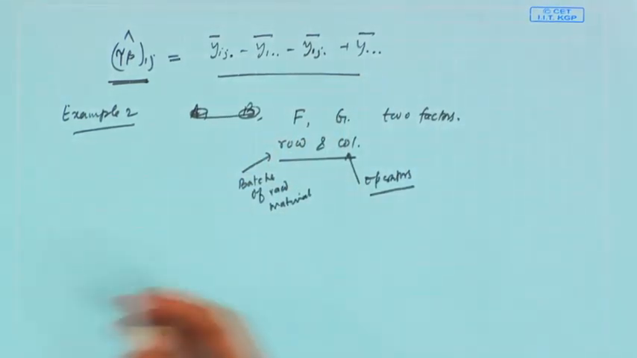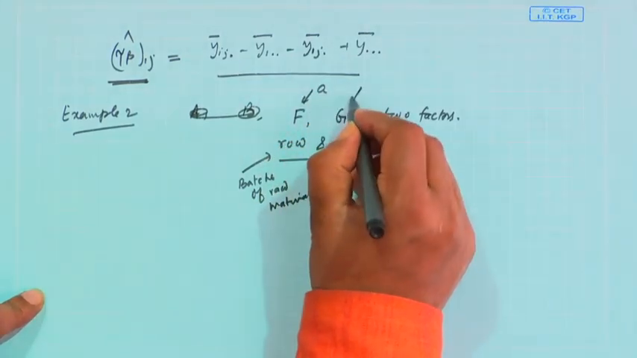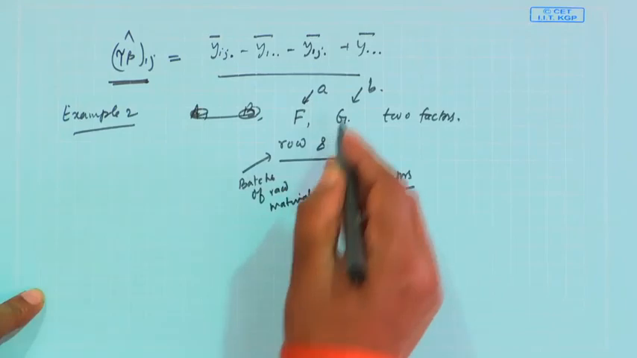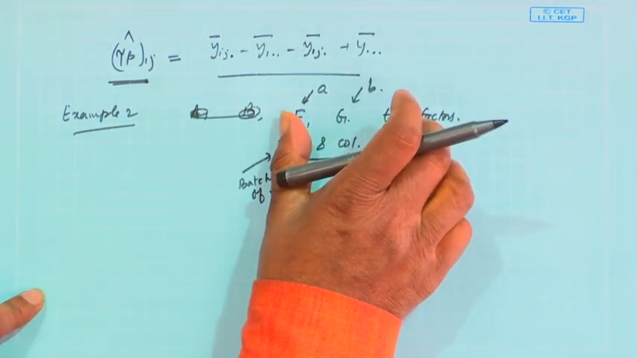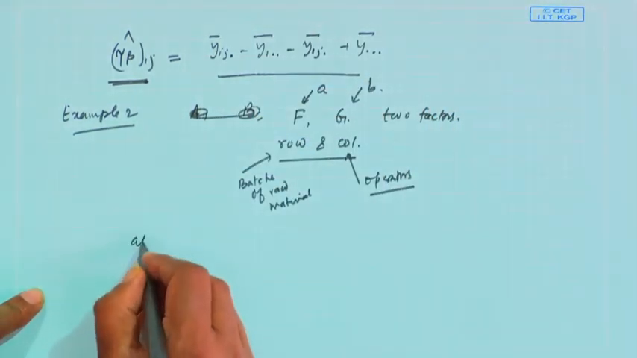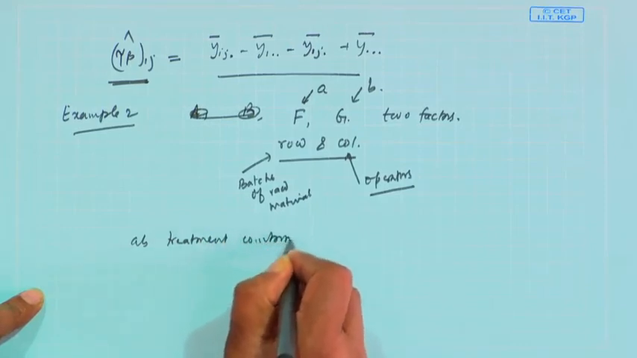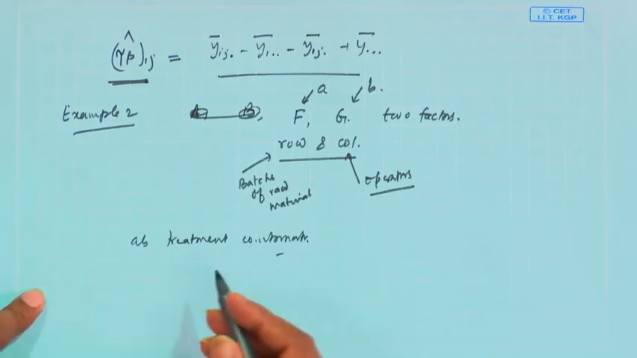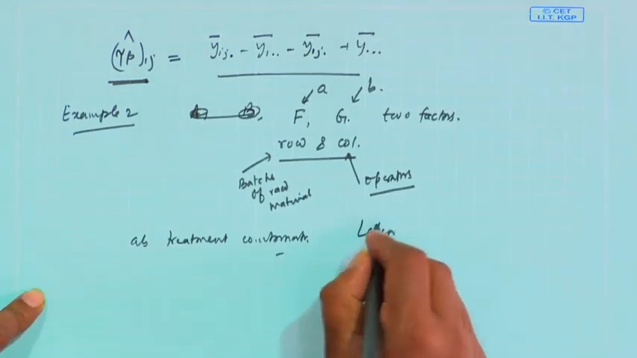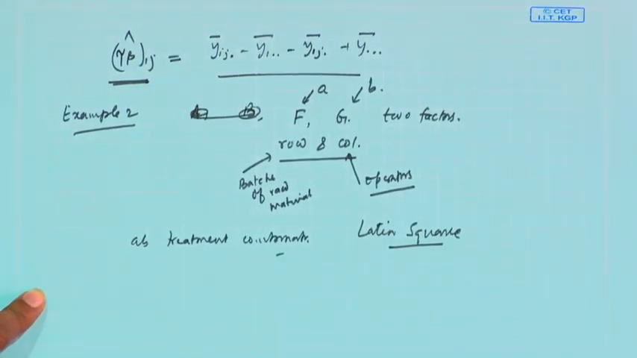So, what will happen here, if F has A levels, G has B levels, then in a full factorial design, how many independent treatment combinations do we have? AB treatment combinations. So, in this case we want to use a Latin square, because this is a very good design. You have seen that when there are two blocking factors you can use a Latin square. If there are three blocking factors you can go for a Greco-Latin square. Here we have two blocking factors.